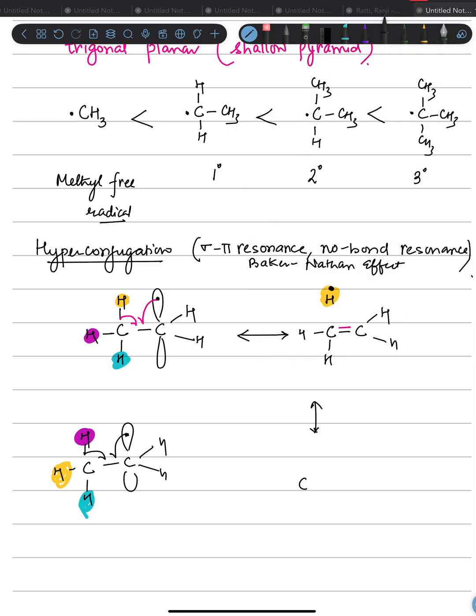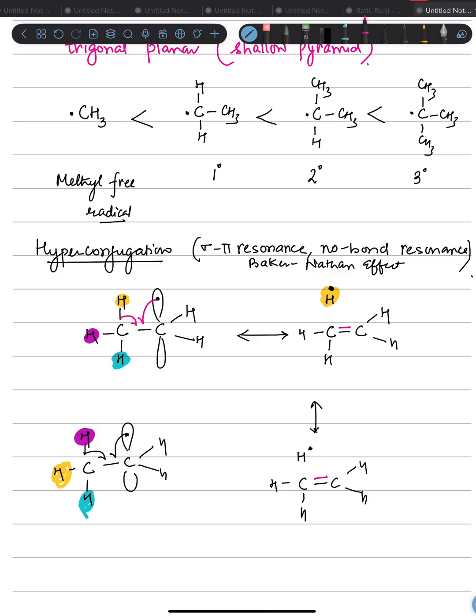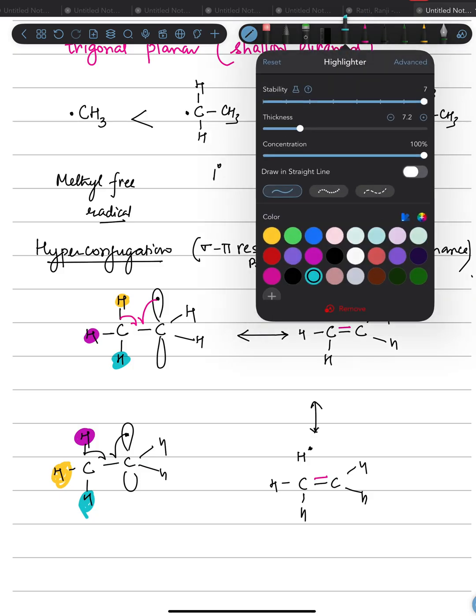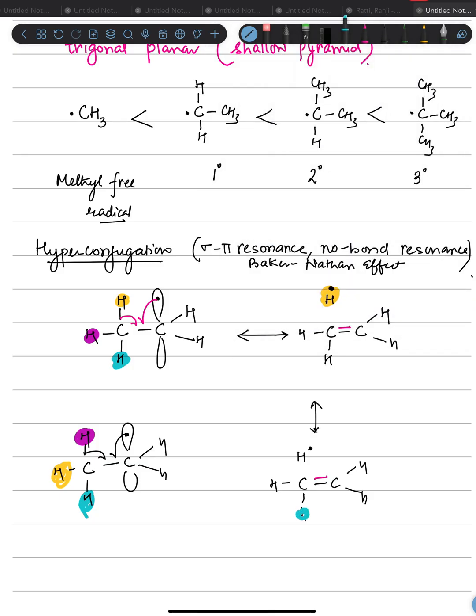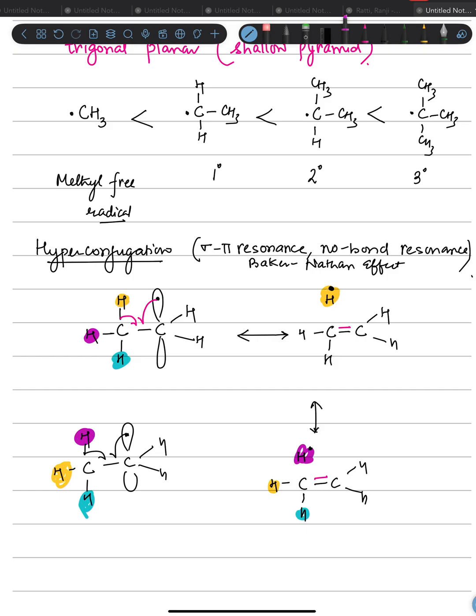So we'll draw the ultimate structure: odd electron, H and H, C, H and H, right? So I would draw the double bond here and will color this one and this one and this one, right? So this is the resonating structure. Fine.